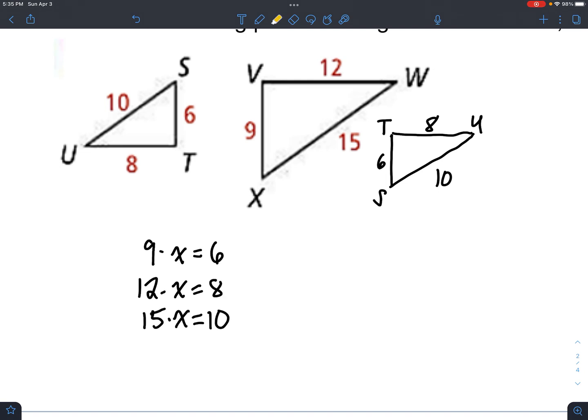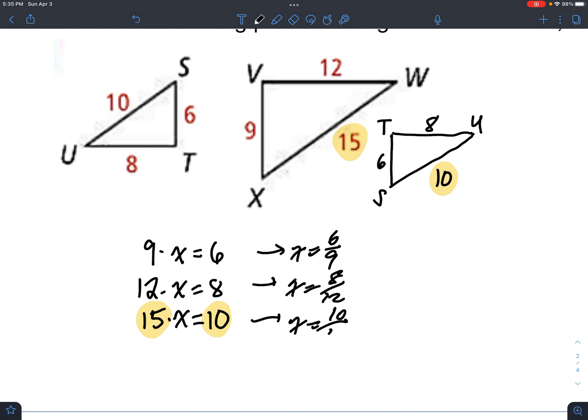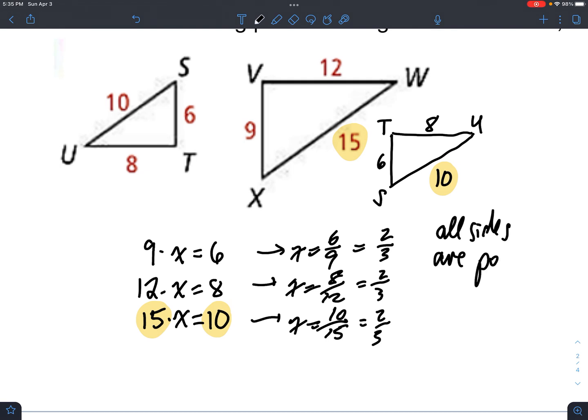Like for this last one, for example, I said 15 goes to 10 when I multiply by this scale factor. So each of these I can solve for x. They're pretty easy equations. 6 over 9, 8 over 12, and 10 over 15. But I'm not quite sure if these are the same fraction, right? So simplify, simplify, simplify. Haha, they are. They're all proportional. So all sides are proportional.